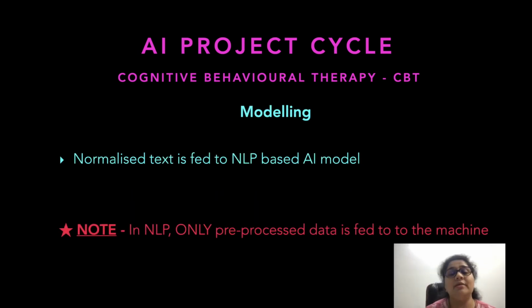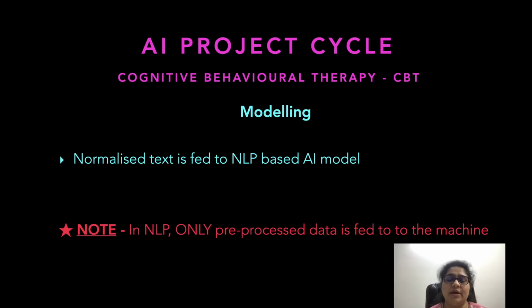So now the next topic is modeling. By this time, data is collected and normalized, cleansed, processed. So now the data is ready to be fed into the machine or the NLP based AI model. Please remember this point very specifically, that in NLP, only pre-processed data is fed to the machine. What do I mean by pre-processed data? It is the data which is already normalized, processed and cleaned, not at all raw data.